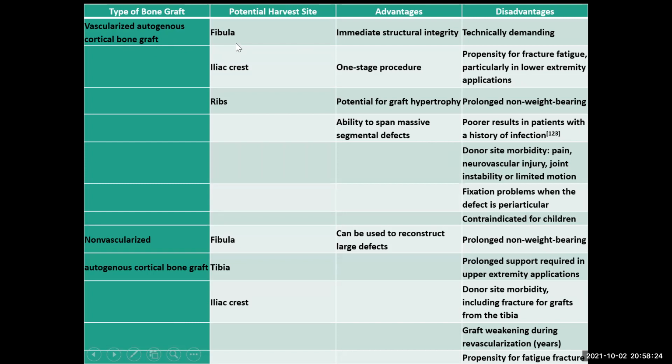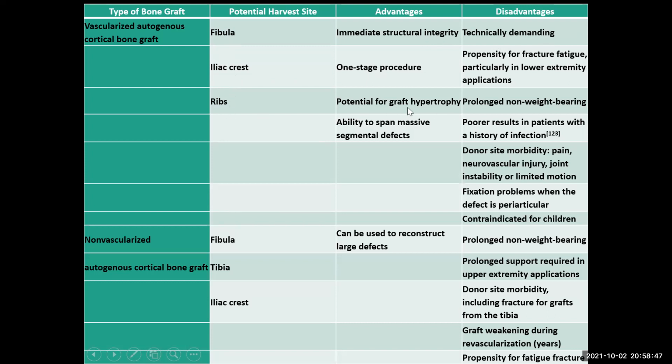Vascularized autogenous cortical bone. Fibula is the potential harvest site. Advantage, it provides immediate structural integrity, and its disadvantage is that it is technically demanding. Other one is iliac crest. It is a one stage procedure. These two are used mainly for AVN of hip.